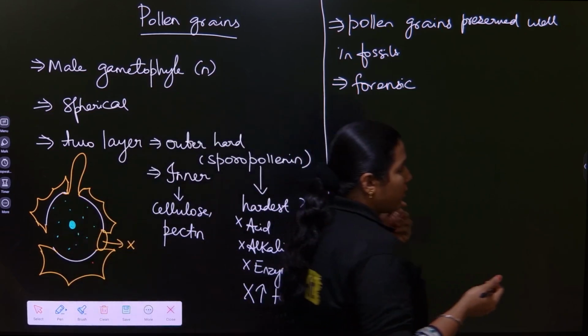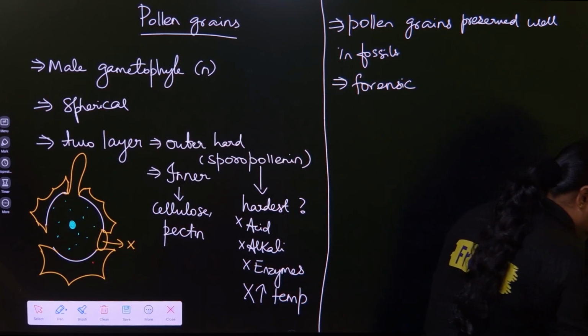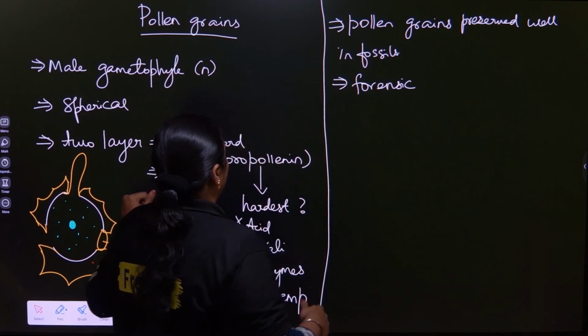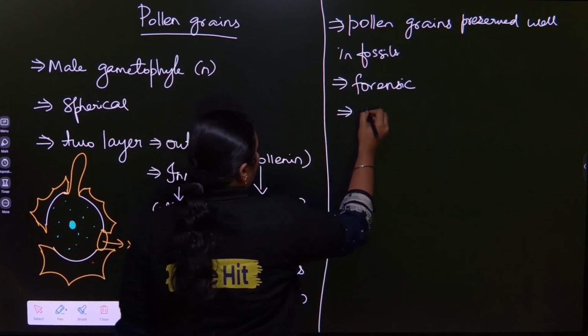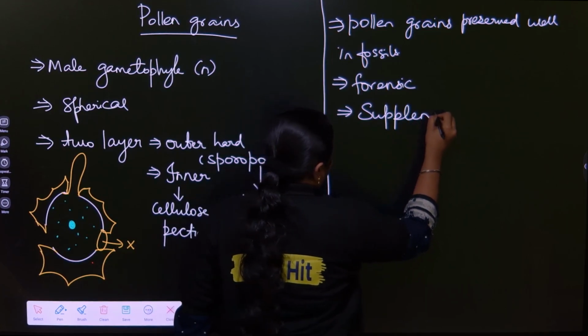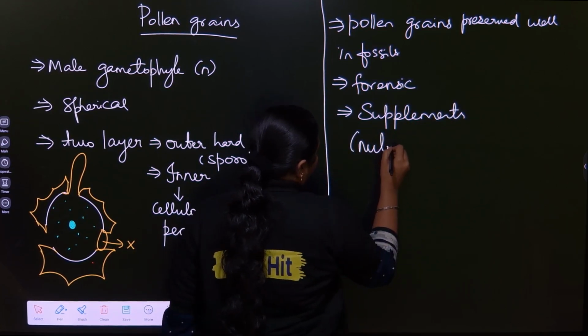So pollen grains have so much importance. Even it is used as a supplement, we'll look into it. So with this, it is used in forensics. It is also used as supplements because it has a lot of nutrients.